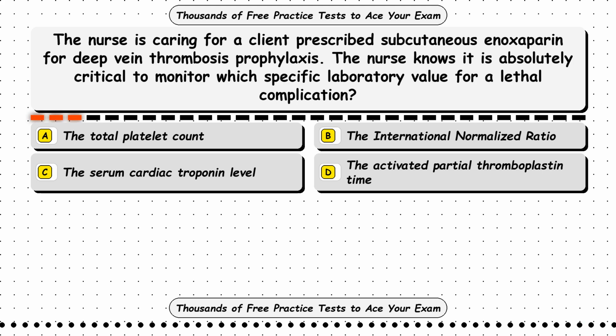Question 146. The nurse is caring for a client prescribed subcutaneous enoxaparin for deep vein thrombosis prophylaxis. The nurse knows it is absolutely critical to monitor which specific laboratory value for a lethal complication. Option A, the total platelet count. Option B, the international normalized ratio. Option C, the serum cardiac troponin level. Option D, the activated partial thromboplastin time.